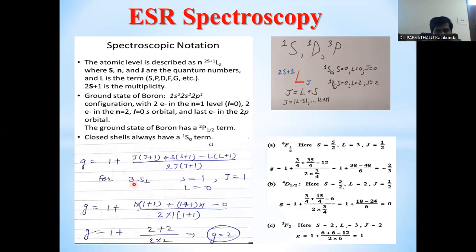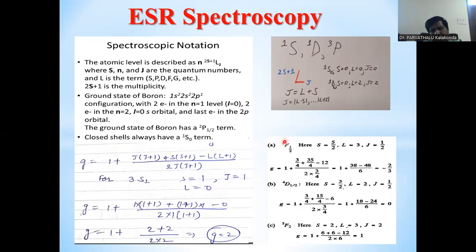So for this, 2S plus 1 is equal to 3, S is equal to 1, J is equal to 1. Because J is 1 and S is 1, and J is L plus S, L is equal to 0. Why? Because for the S orbital, L is equal to 0. So now you know all these three. So 1 plus 1 into 1 plus 2. Now if you calculate it, you end up with the g value as 2.